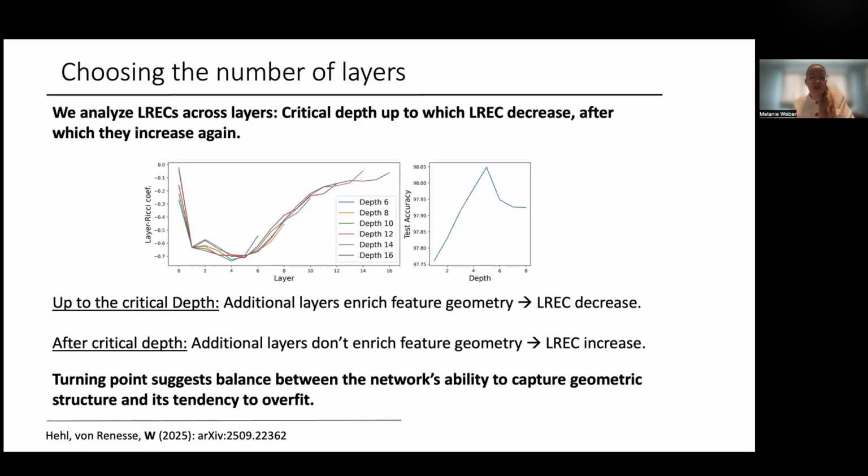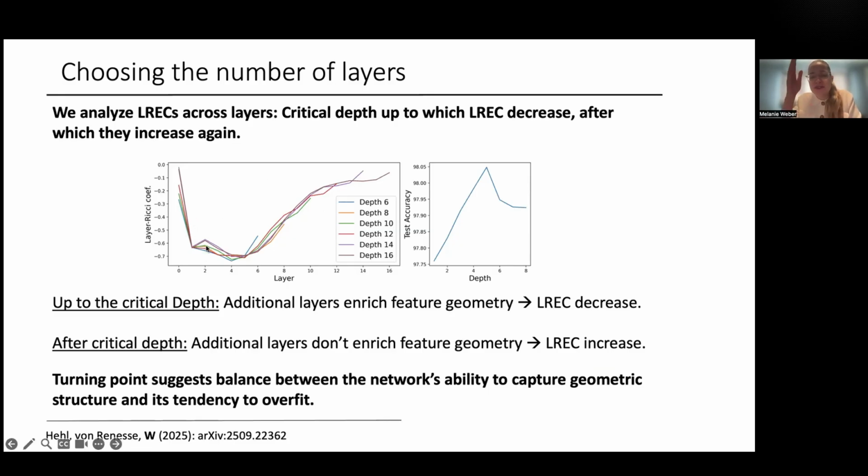And the very last set of experiments that I want to show links back to model design, namely to thinking about what is a good number of layers to choose, right? How deep should we make our model? So here we look at again the accuracy and the Ricci evolution coefficients, but now across layers, not across epochs.